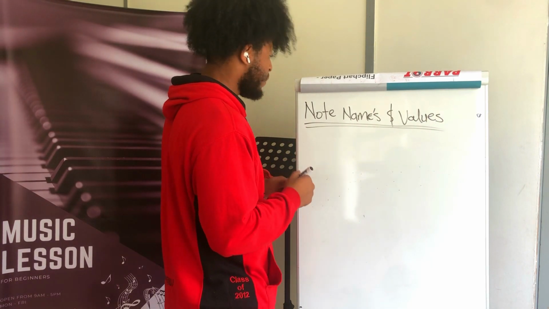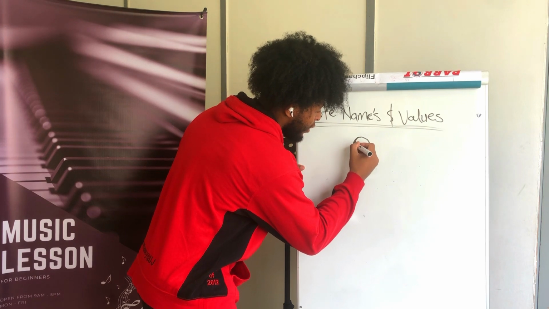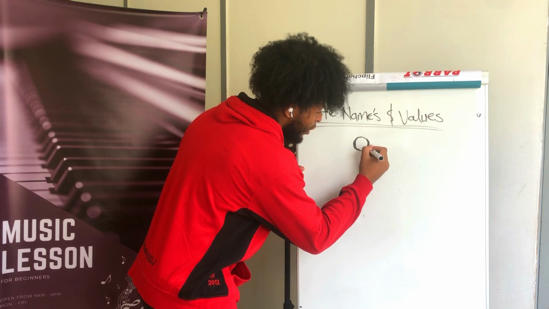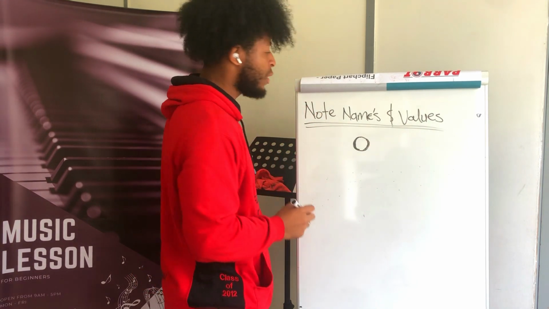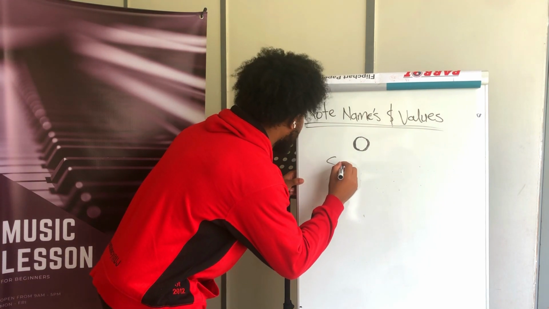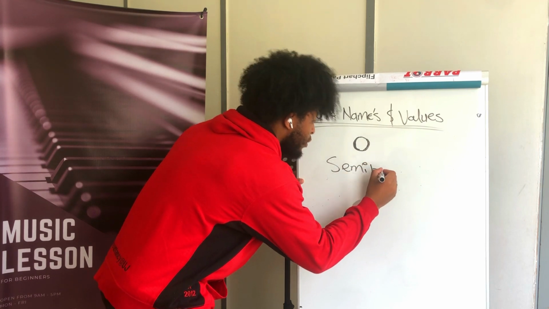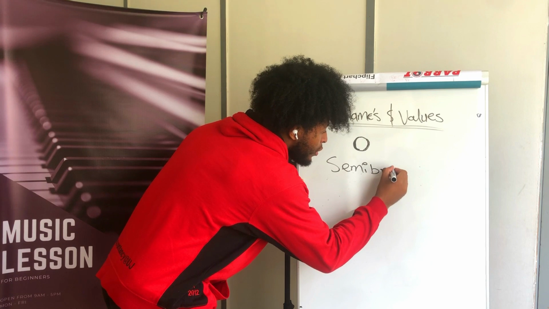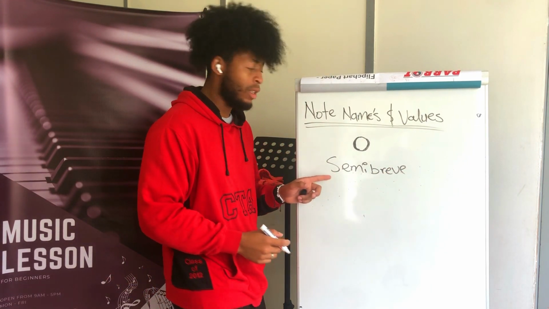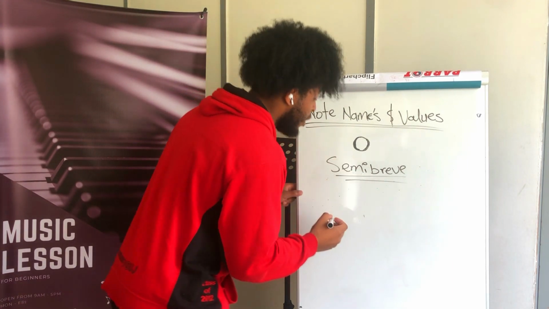The first one is a circle like this, but it's kind of highlighted in. I'm sure you have all seen this before. This is called a semi-brief. I'm going to write big so you can see. I hope you guys can see what I'm writing. So this is a semi-brief. This is the UK name for this.